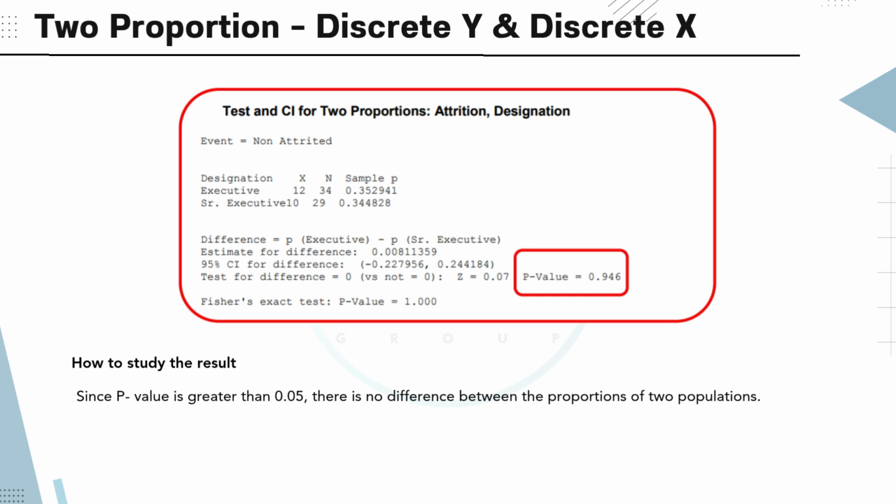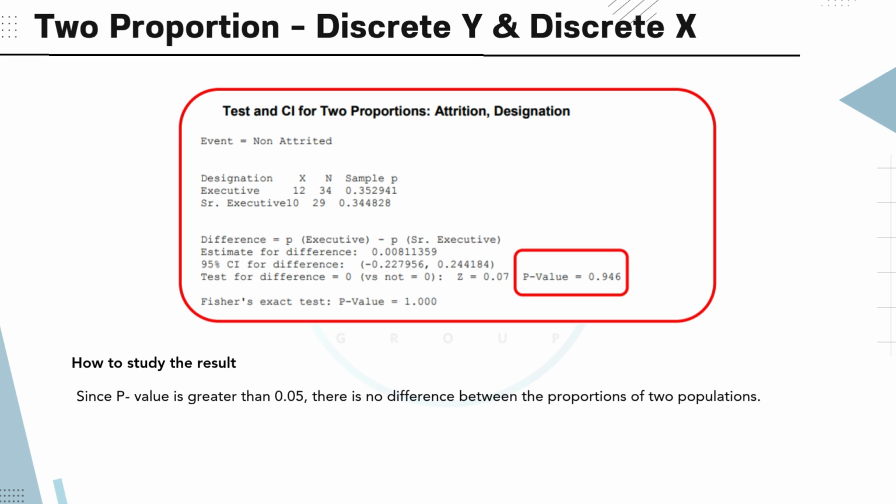The 95% confidence interval for this difference is wide and includes 0, from negative 0.228 to positive 0.244. This tells us that the true difference could be negative, positive, or 0. There's no conclusive evidence of a real difference. The most important part is the p-value, which is 0.946. Interpretation: since the p-value is greater than 0.05, we fail to reject the null hypothesis.